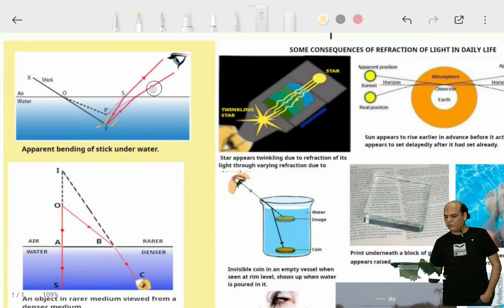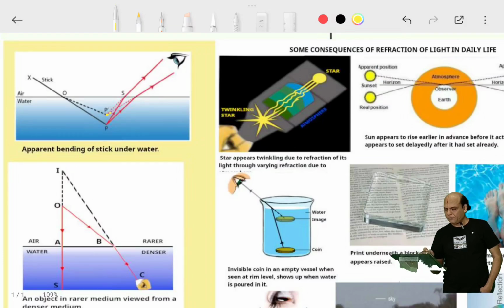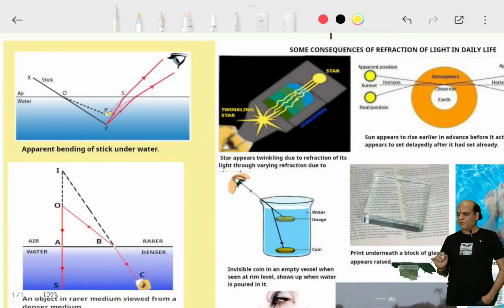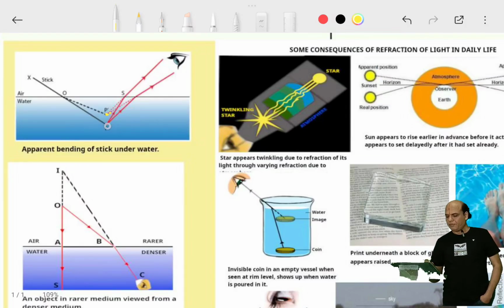So the observer is able to see the object at point P. When you draw back the direction of these refracted rays, they will meet at point P. That is the point where the observer sees the image of the tip of the stick. Likewise, if you consider various points along the stick, the observer will see the corresponding images on the dotted line OP.